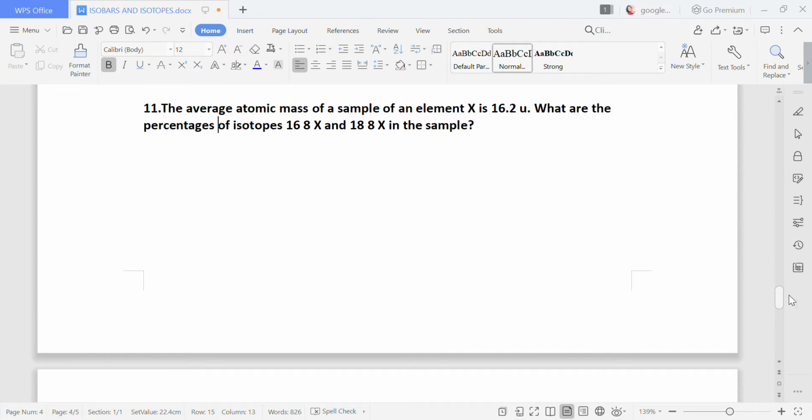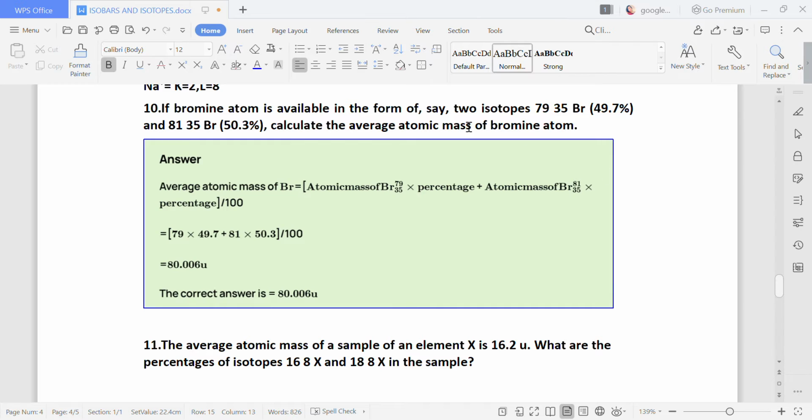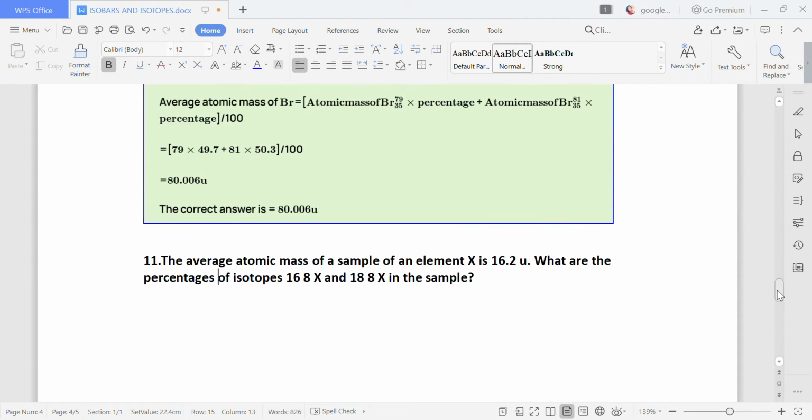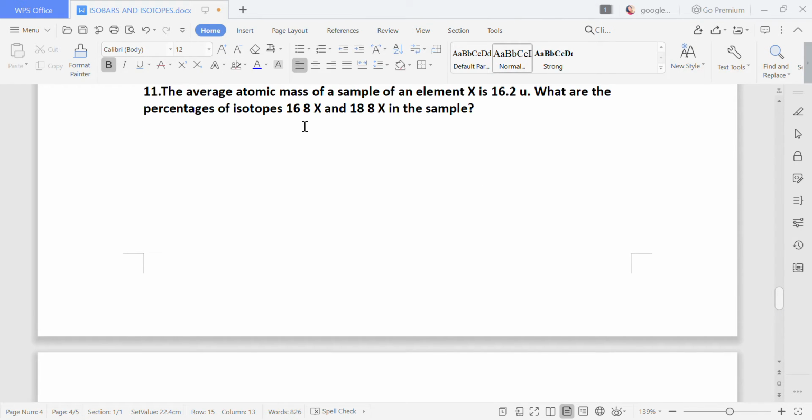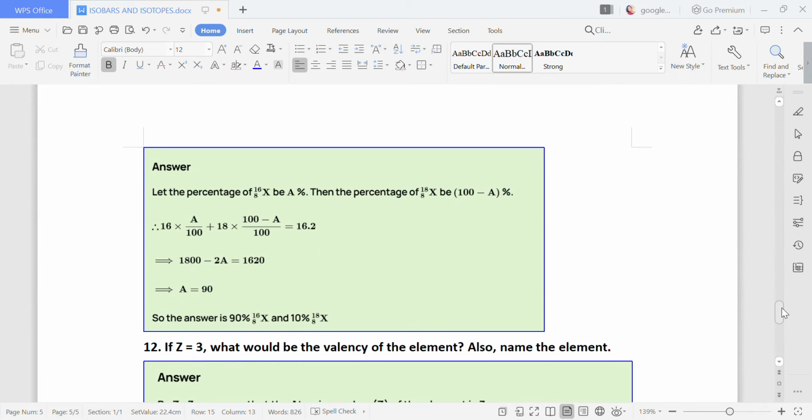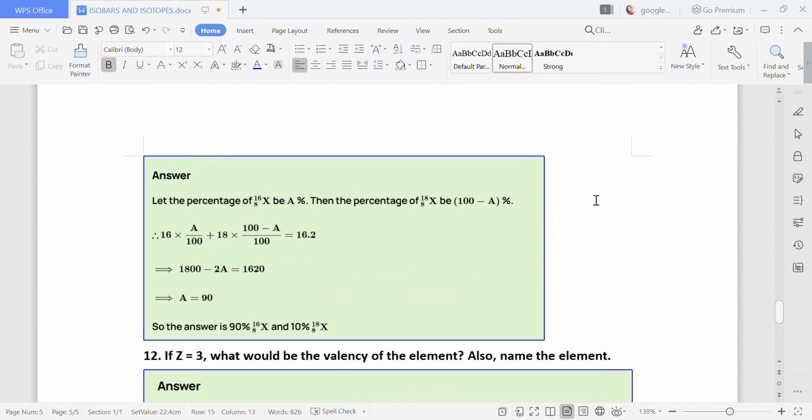That means in the previous question, the percentage was given and we were supposed to find out the average atomic mass. Now just the vice versa. Here we have to find out the percentage of individual elements of both the isotopes of X element, and the average atomic mass has been given. So the formula is same. Let me show you here.